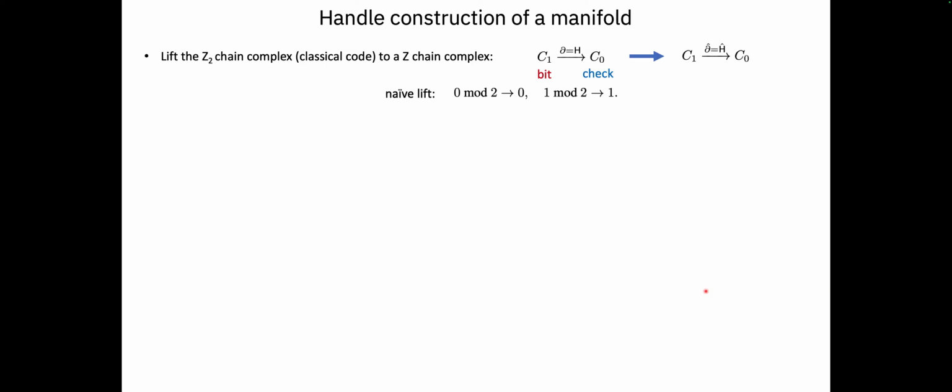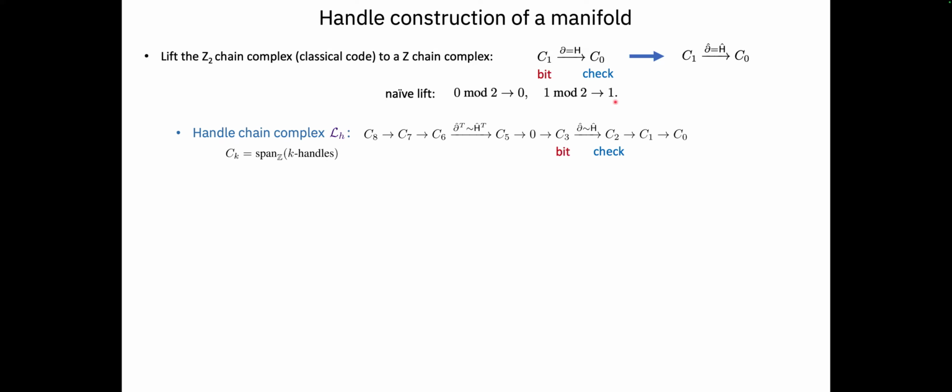So you just lift it. And in the current case, since we are lifting the classical code, you can actually just choose a naive lift. You just choose 0 mod 2 lift to 0 and 1 mod 2 lift to 1. And it won't affect your product code.